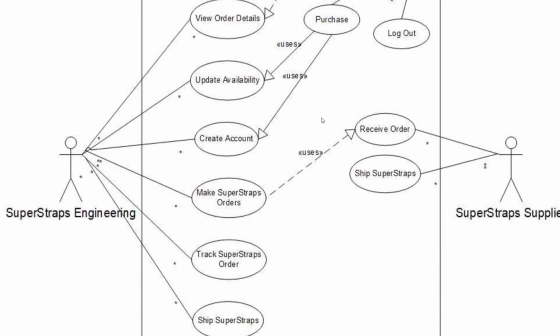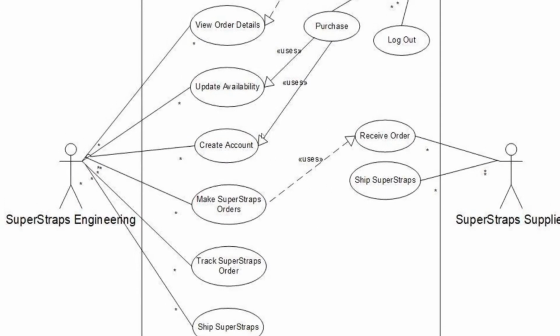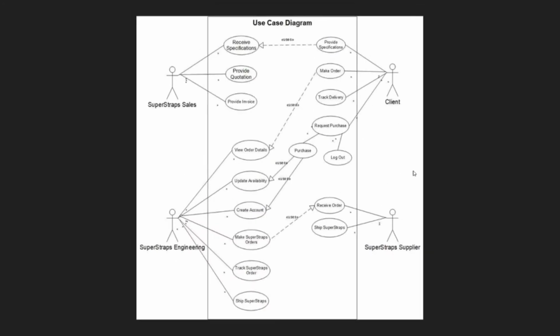With each order, the engineering department must create an account for it, updating our database, and must control how much product is left available in stock. If the amount left in stock is too low, the engineering department makes a request to the supplier, which in return satisfies it. The client as well as the engineering department are able to track their delivery from the engineering department and the supplier respectively.